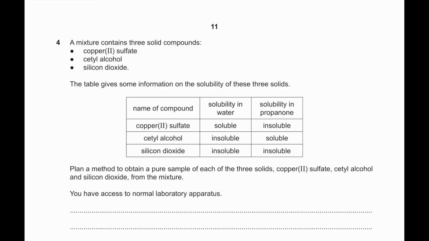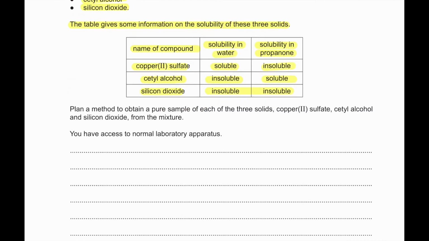Question number 4. A mixture contains 3 solid compounds: copper 2 sulfate, cetyl alcohol, silicon dioxide. The table gives some information on the solubility of these 3 solids. Copper 2 sulfate: soluble in water, insoluble in propanol. Cetyl alcohol: insoluble in water, however, it dissolves in propanol. Silicon dioxide is insoluble in both.